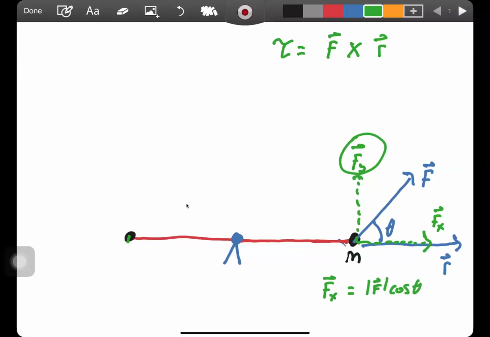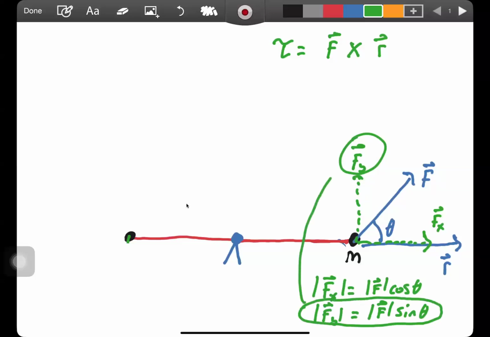And similarly, if I want to figure out the magnitude in the y direction, I have to start with the overall magnitude, and then I have to have a sine theta term. And so this term right here, that is the part of the force F that's actually going to supply rotation.